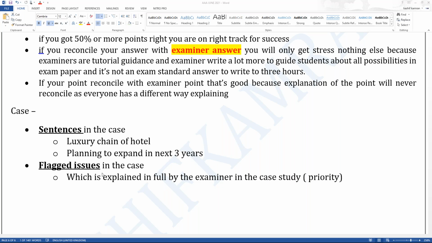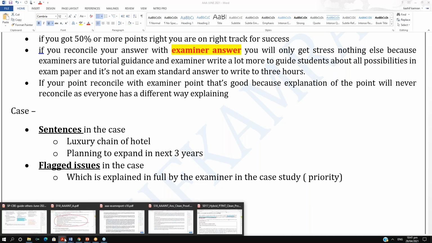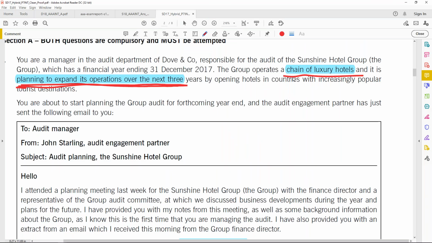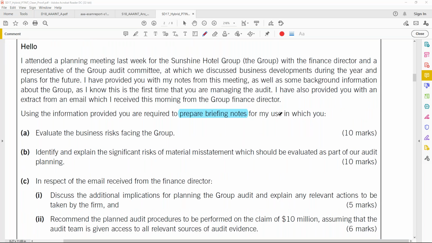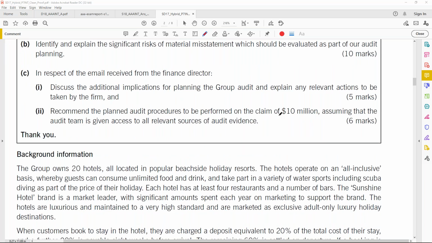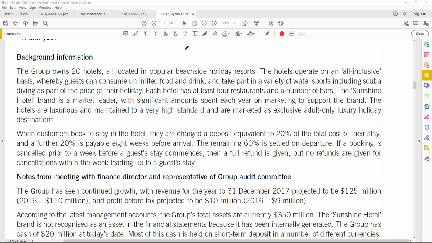Let's see if any of these issues have been flagged by the examiner. Let's go back to the case study. Go down the case study, and read under the email of the partner. This is the background information of the hotel where we can find some good points. Let's read the background information of the hotel.